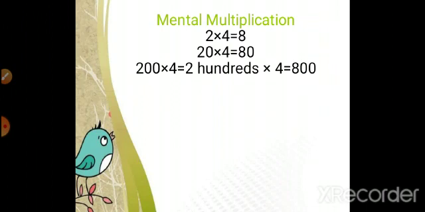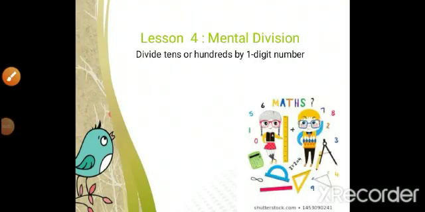Since there are 2 hundreds in 200, we can multiply the hundreds by 4. 200 multiplied by 4 is the same as 2 hundreds multiplied by 4. If we multiply 200 by 4 or 2 hundreds by 4, the result will be the same, as we will get 800. What do we get when we multiply 2 hundreds by 4? It is obviously 8 hundreds.